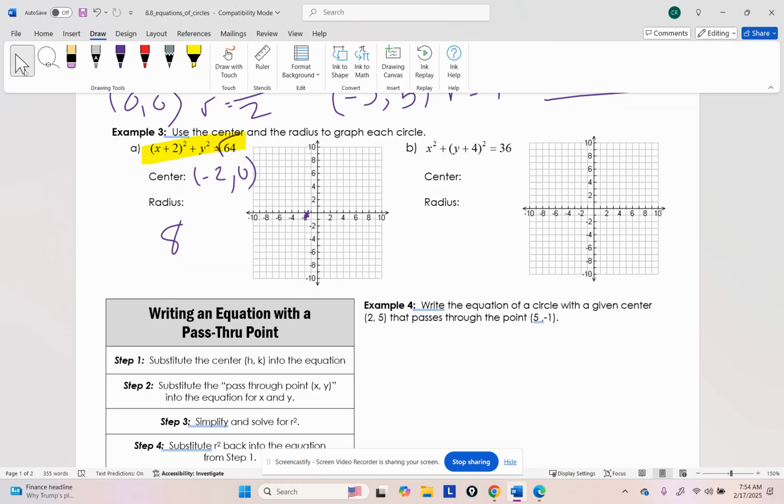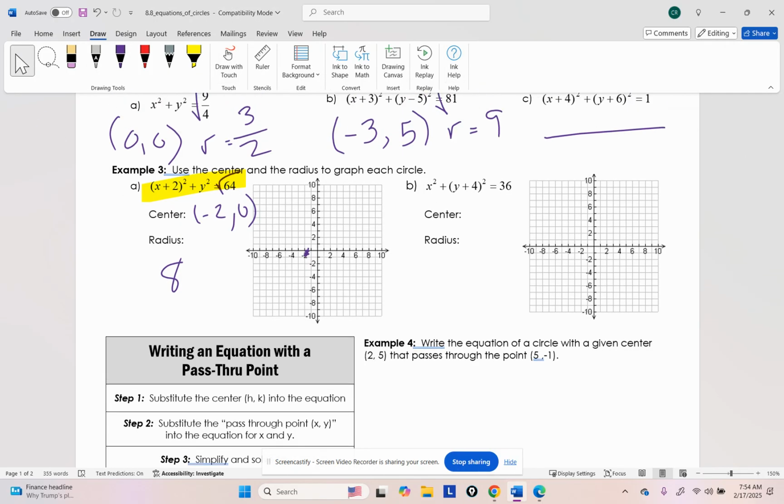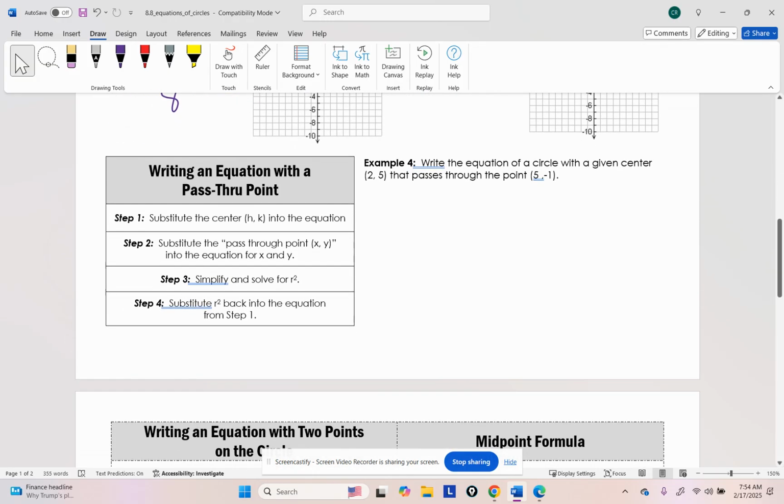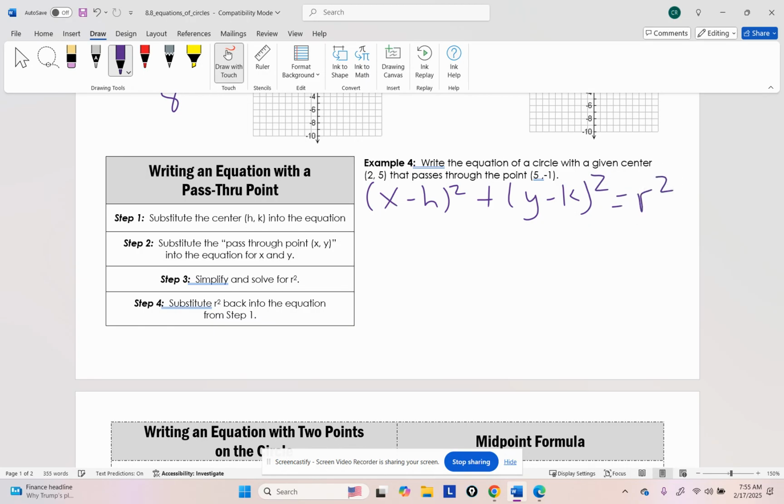So our next portion, all we have to do now is figure out how to write an equation that passes through a point. Okay, so we have to remember the exact equation of a circle. The equation of a circle is x minus h squared plus y minus k squared equals r squared. We need to remember this equation. Remembering this equation is going to be very helpful in solving these.